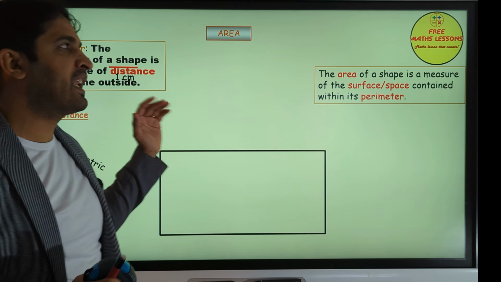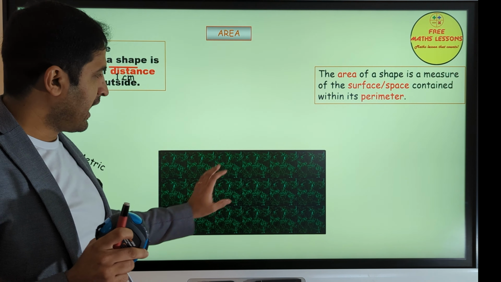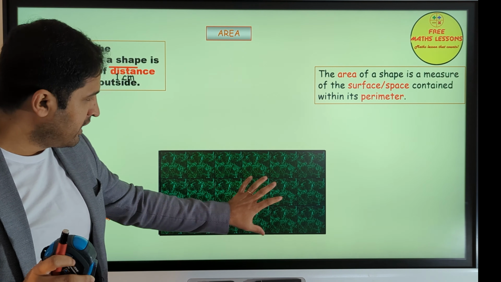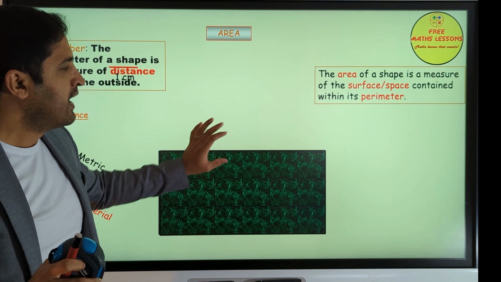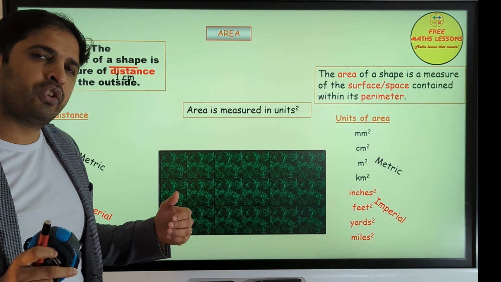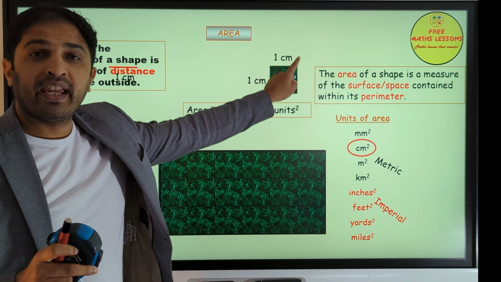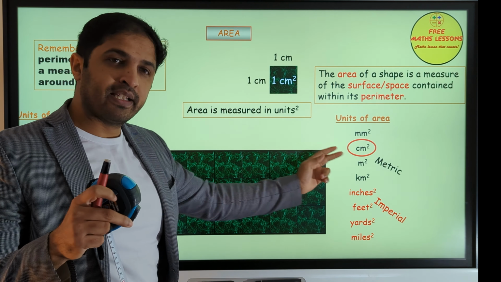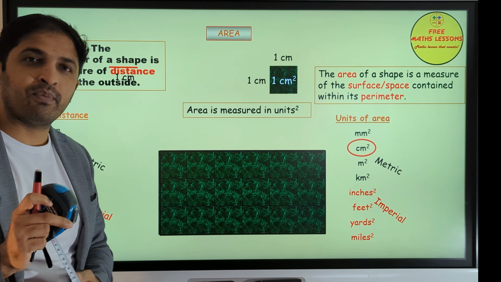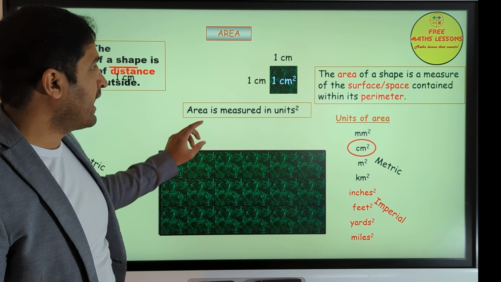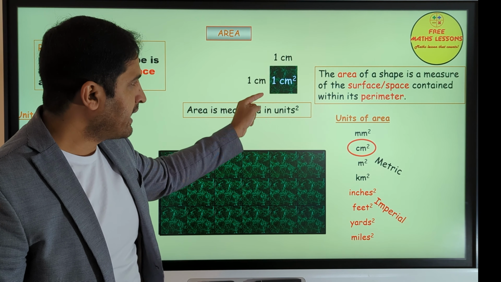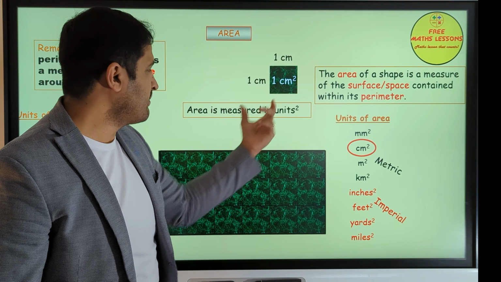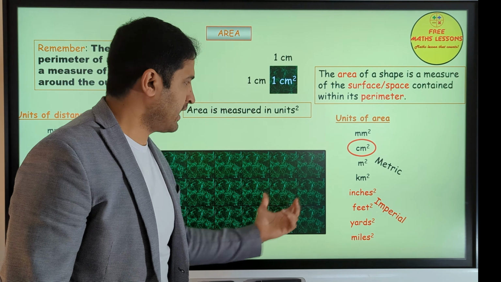Whereas the area is slightly different, okay? Area is the space inside, this green part inside the shapes, okay? That's the area. And how do we measure the area? We measure the area in small squares, okay? So if I have length in centimeters, height in centimeters, then I measure the area in centimeter by centimeter squares. How many squares can I fit in here?